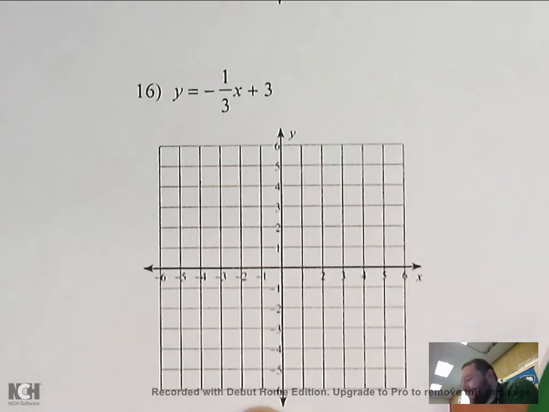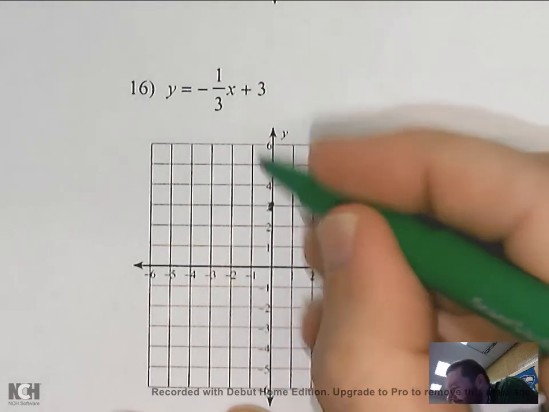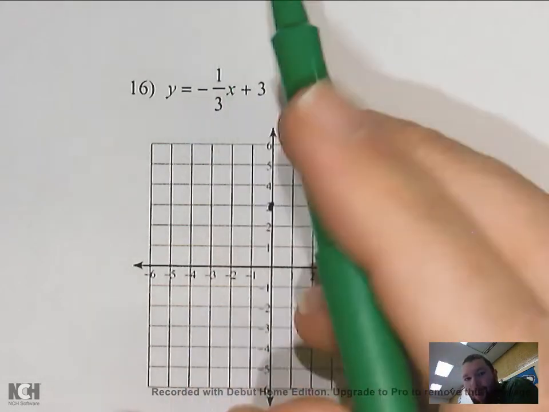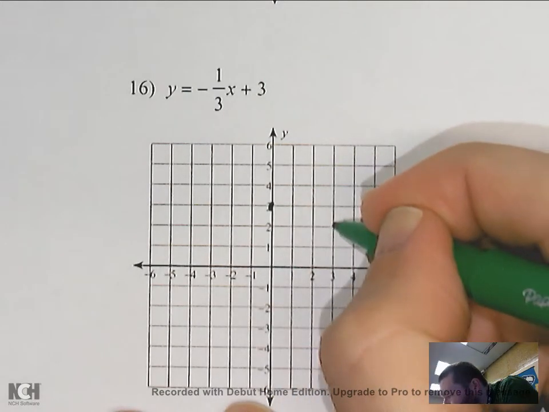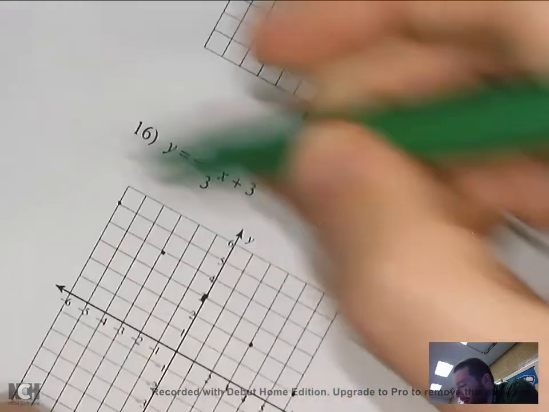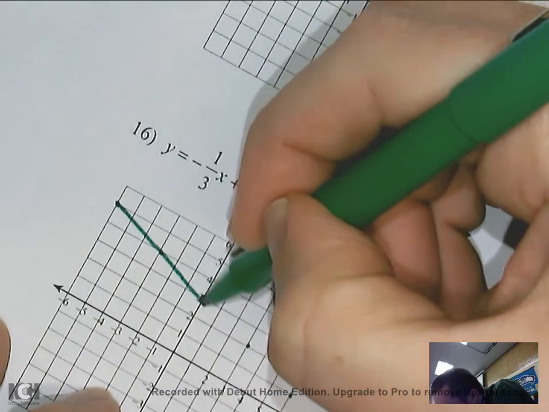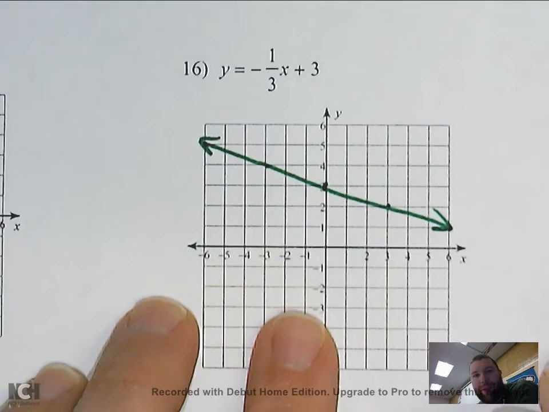Okay, last one. Y-intercept is 3, so you start at 3. Slope is -1 over 3, so again, 1 negative, 1 positive direction. So I could go down 1 to the right 3, or I could go up 1 to the left 3. And this would be my graph. Okay, it would look like that.